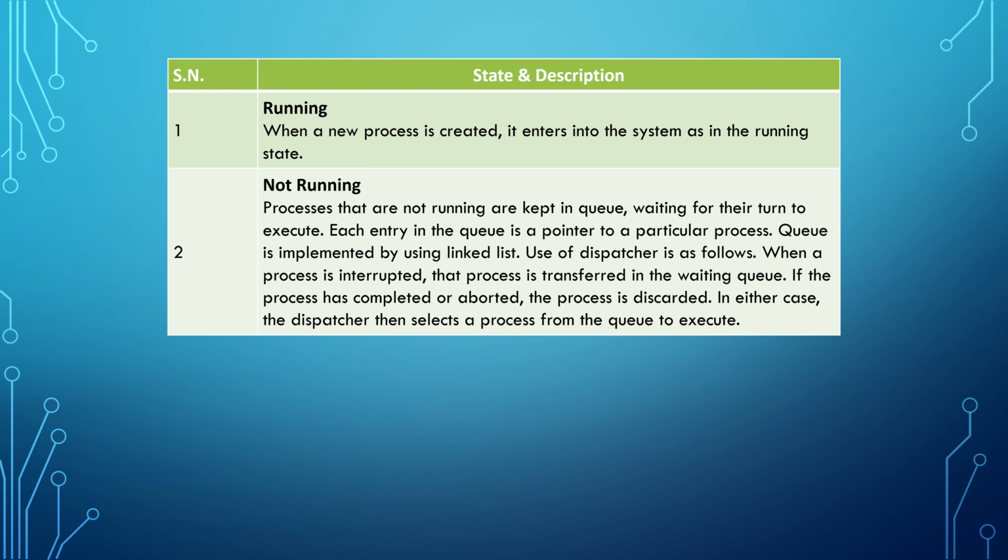The use of the dispatcher is as follows. When a process is interrupted, that process is transferred into the waiting queue. If the process has completed or aborted, the process is discarded. In either case, the dispatcher then selects a process from the queue to execute.